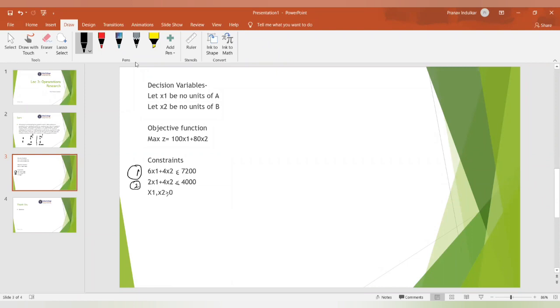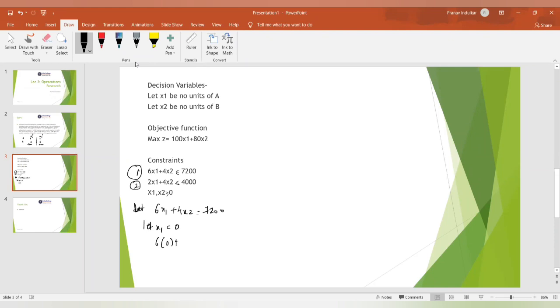So we will take equation number 1. We have converted this into equality. That was the less than sign; we have converted it into equality. So we will assume first x1 is equal to 0, and we will solve this. So when x1 is 0, I will solve this.